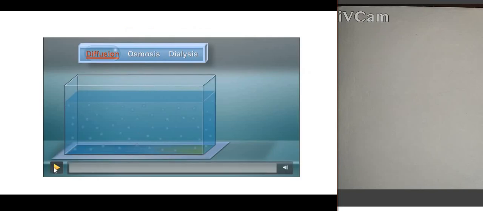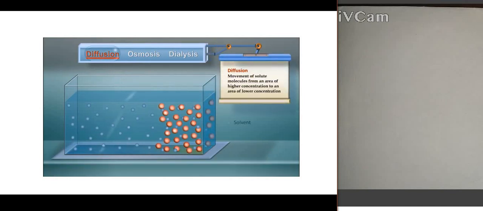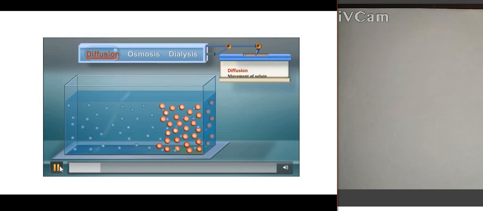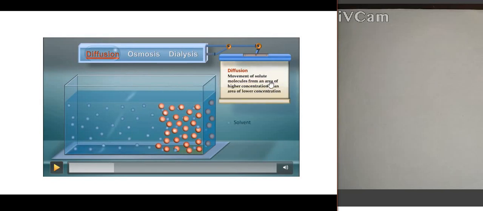So this is the diffusion process. Here we can see it is a movement of solute molecules from the area of higher concentration to the area of lower concentration. Here we can see a high concentration of atoms in this region, and a lower concentration of red atoms in this region. Because of this concentration gradient, the high concentration atoms will move to the low concentration region.